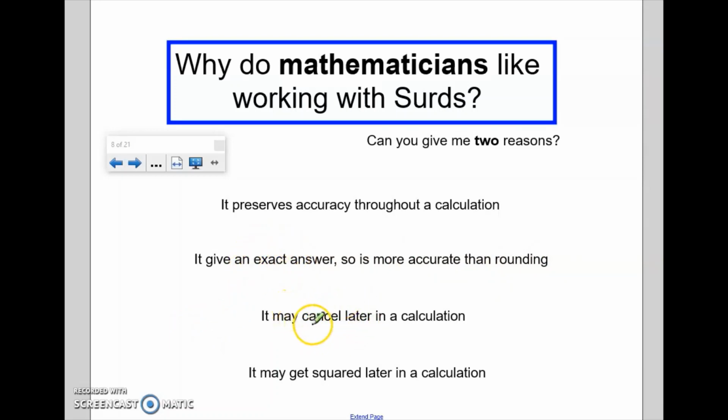If we keep it as a surd, we may be able to cancel it later in the calculation. If it gets squared later in the calculation, then obviously it's going to be quite straightforward to square a square root because they're opposite functions.